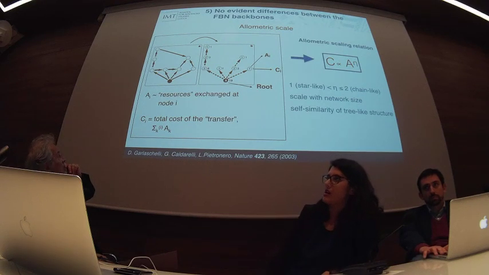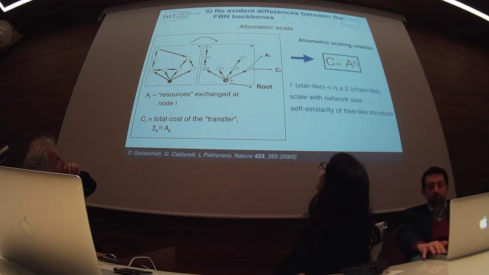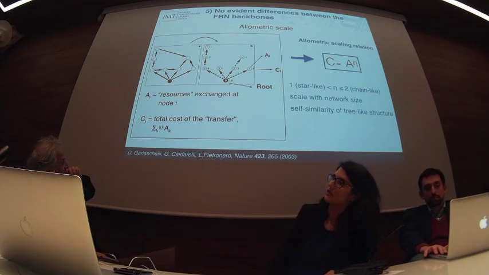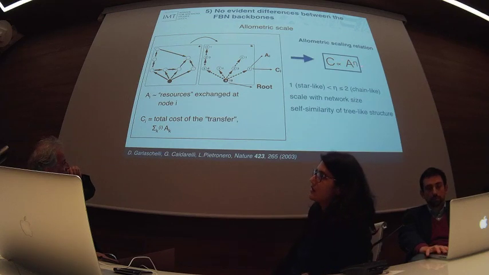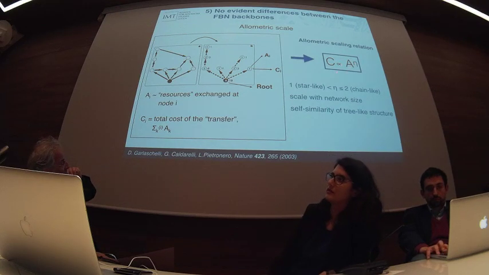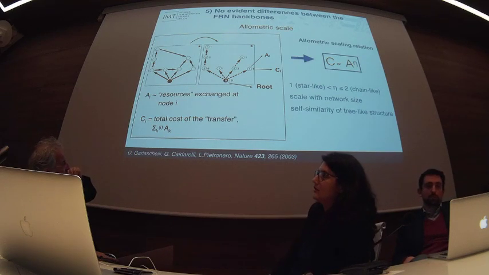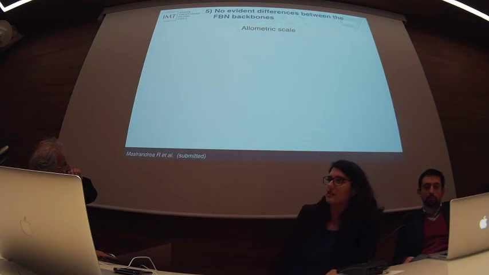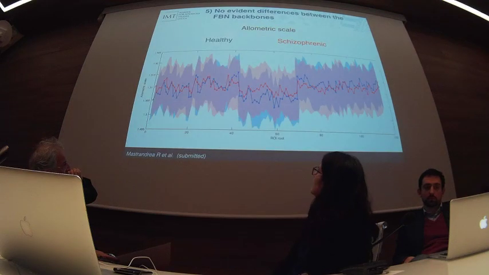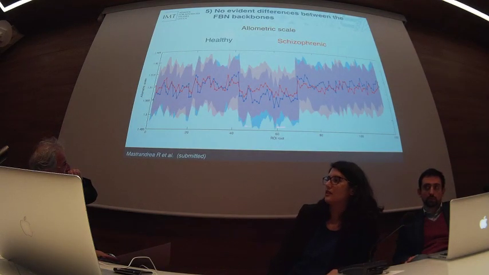And it has been shown that these two quantities are related through a power law relation where this exponent eta is very important because it gives information about the self-similarity of the tree and all its branches and how it scales with the network size. This eta, without going too much into detail, ranges between 1, which is a star-like configuration, and 2, which is a chain-like configuration. So we repeat this analysis for each healthy and schizophrenic subject.